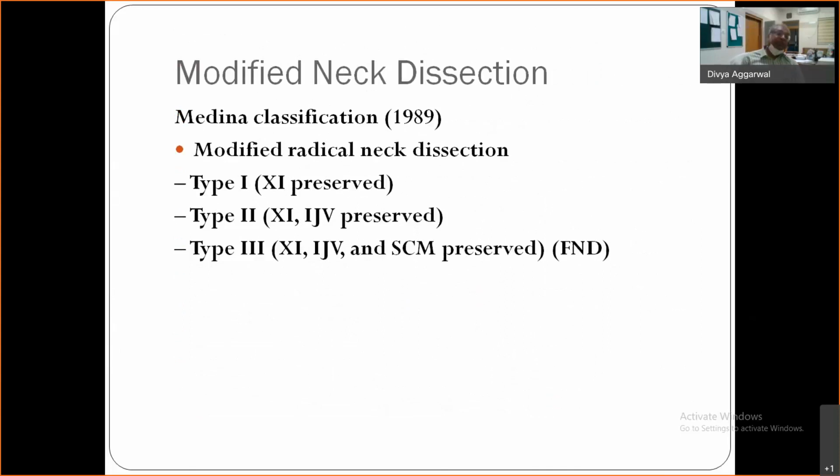Now, then I come to the modified neck dissection. This is the Medina classification. Modified, there are three types of modified radical neck dissection, type 1, 2, and 3. One in which only the 11th nerve is preserved, with the IJV and the SCM being sacrificed. Type 2 is in which the 11th and the IJV are preserved, and the SCM is sacrificed. And in type 3, it is also called the functional neck dissection, in which all the three non-lymphatic structures are sacrificed.